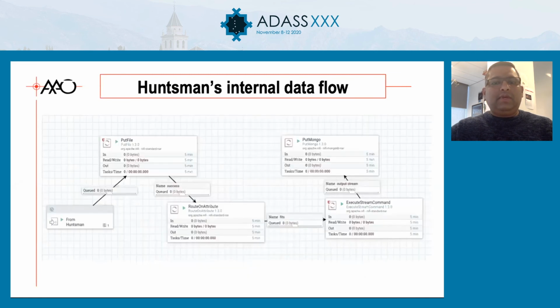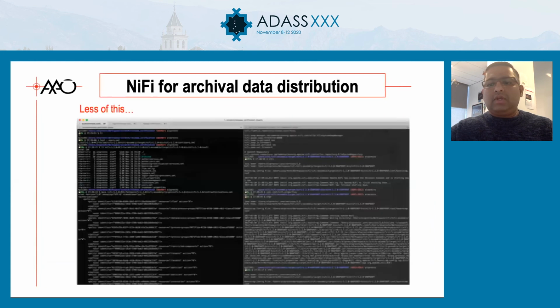So Huntsman, we implemented a data flow for the Huntsman Telescope as well. It is a bit different because Huntsman sends in many different types of files, but we only read FITS files to extract their headers and create MongoDB documents.